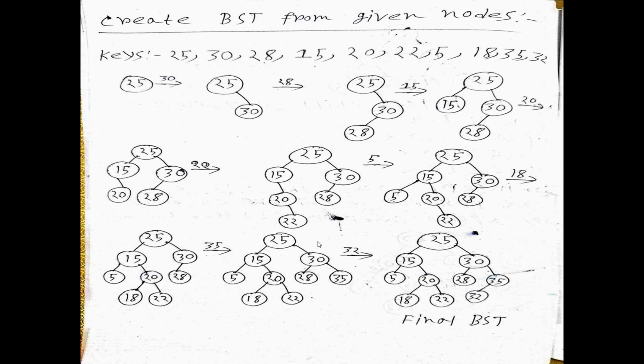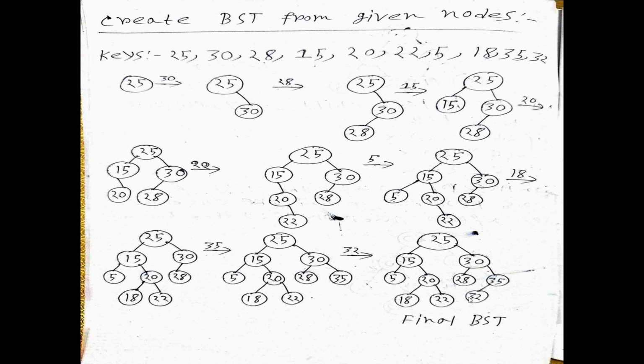Next element is 35. If you compare, 35 is bigger than this 25. So obviously go to the right subtree. Now 35 is bigger than this 30. So 35 becomes the right child of this 30. Now the last element is 32. 32 is bigger than this root, that means 25. Now we are comparing with the 30. 32 is bigger than the 30 also. Go to the right child. Now we are comparing with the 35. 32 is less than the 35. That means 32 becomes the left child of 35.